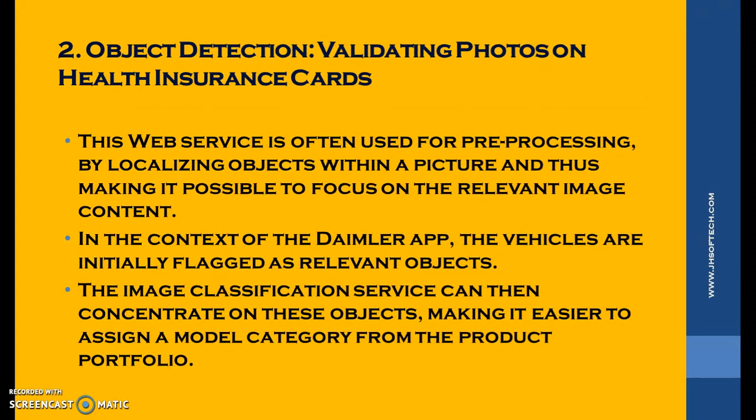The second one is object detection, validating photos and health insurance cards. This web service is often used for pre-processing by localizing objects within a picture and thus making it possible to focus on the relevant image content. In the context of the Daimler app, the vehicles are initially flagged as the relevant objects. The image classification service can then concentrate on these objects, making it easier to assign a model category from the product portfolio.